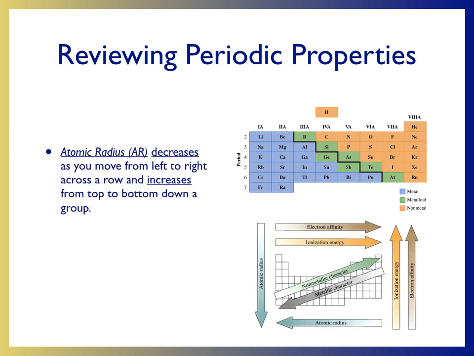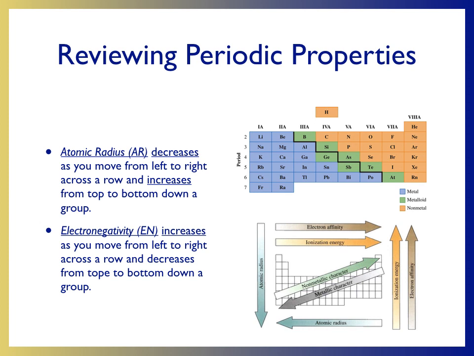The third periodic property is the atomic radius, which, as it sounds, is the radius of the atom. Atomic radius has an opposite trend from the other properties that we're going to look at. That is, the atomic radius decreases as you move from left to right across a row, and it increases as you move from top to bottom down a group. Atomic radius is directly related to bond lengths, which we'll also take a look at in our study of the nonmetals.